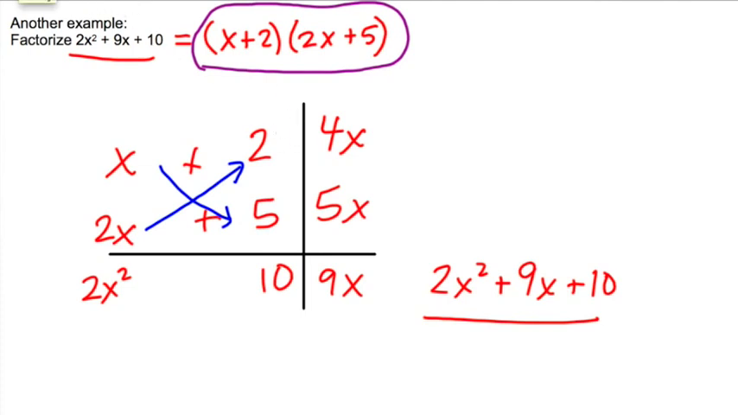So here's a challenge problem for you. Factorize 30p squared minus 23p minus 14. I'm not going to do it for you, but I will help you get started because I'm such a nice guy. There you go.